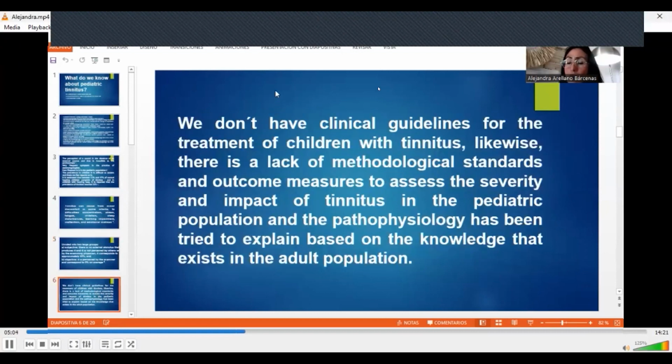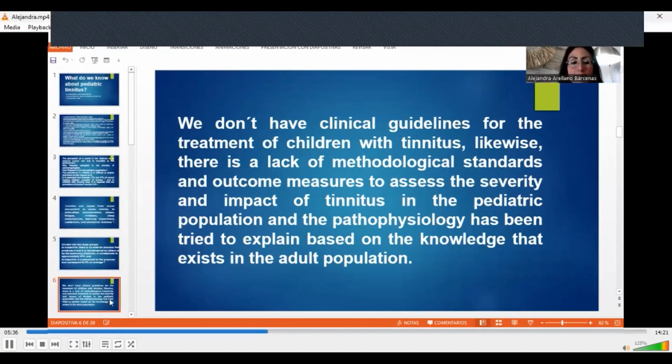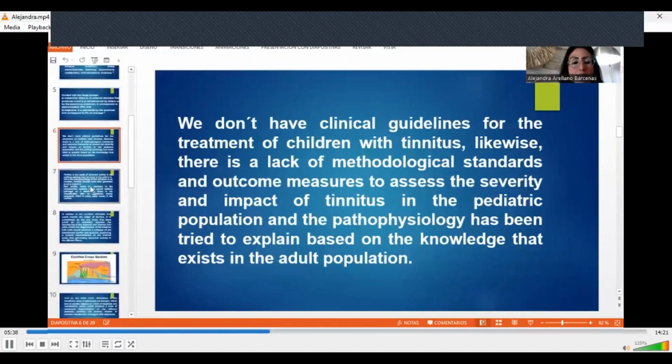Unfortunately, we don't have clinical guidelines for the treatment of children with this symptom. Likewise, there is a lack of methodological standards and outcome measures to assess the clinical impact of the symptom in the pediatric population. And the pathophysiology has been explained based on the knowledge that we have in adults.